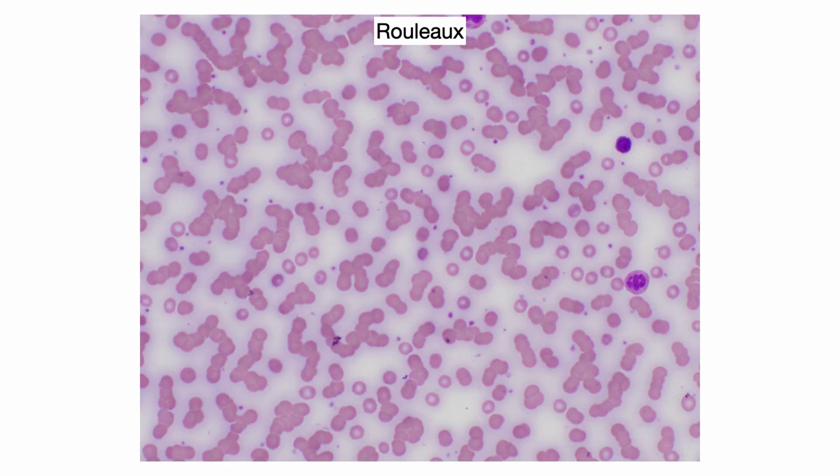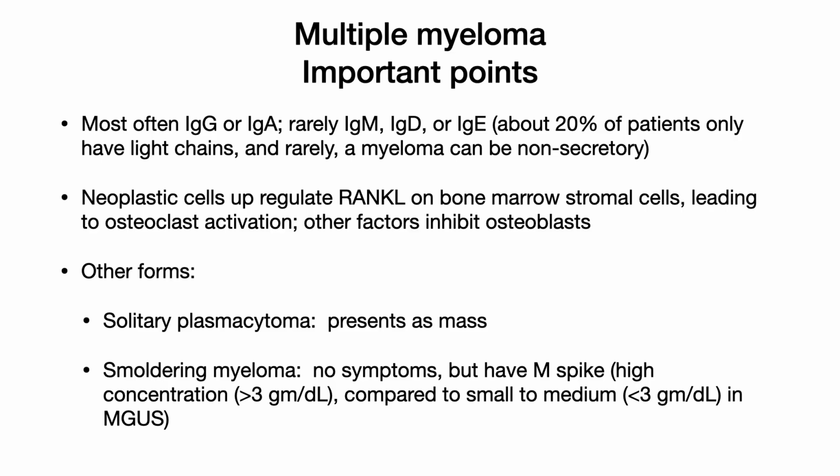And then here's an example of rouleau. You can see the red blood cells line up like coins stacking on top of each other. Multiple myeloma is most commonly IgA or IgG, but it's said rarely it can be IgM, IgD, or IgE. Also, as I said before, sometimes patients only have light chains. And interestingly, but rarely, a myeloma can be non-secretory.